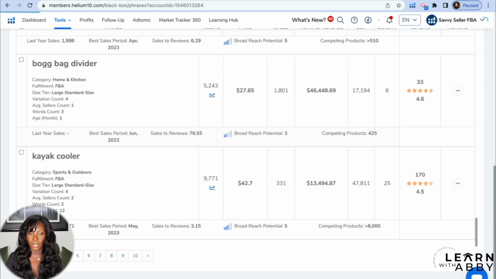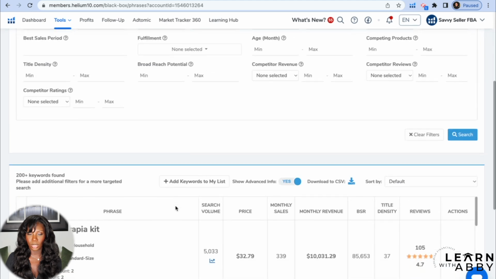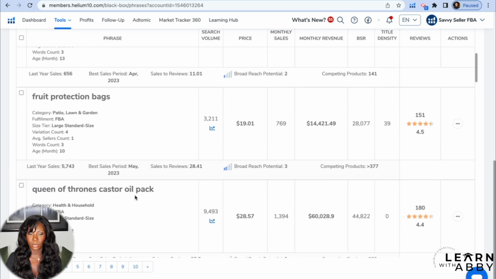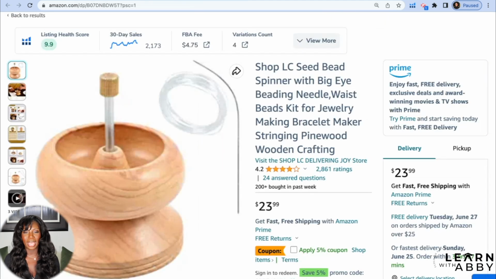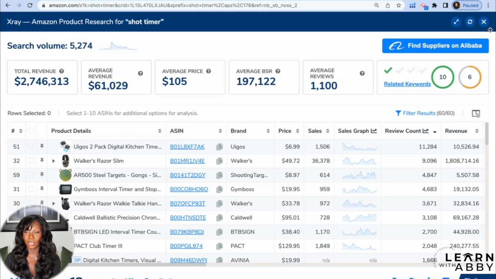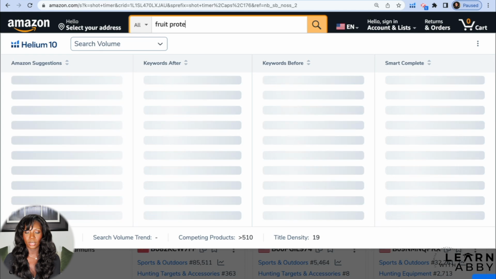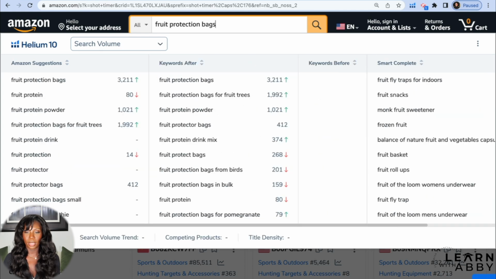Okay, let's move on to page 2 and see what else we can find. Fruit protection bags. I've never heard of this before. Let's see what we get. Fruit protection bags.